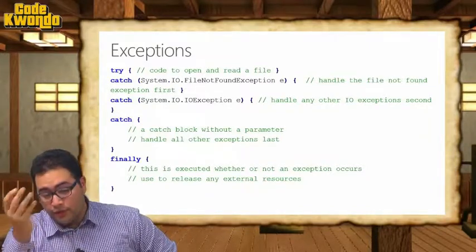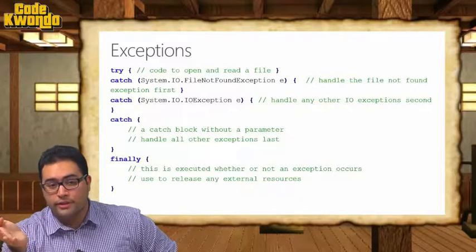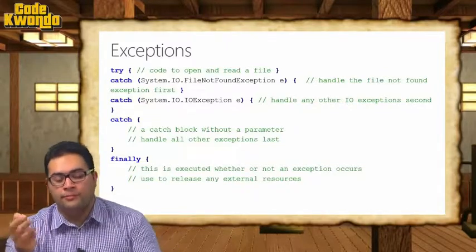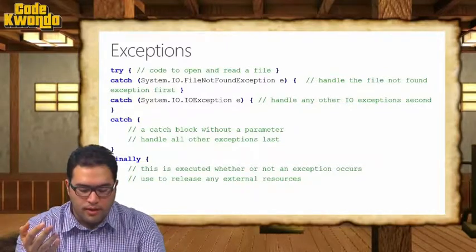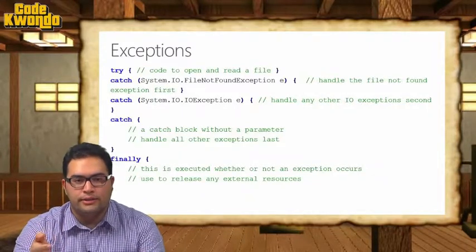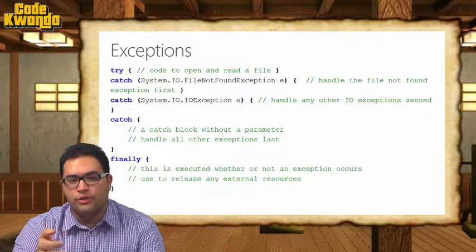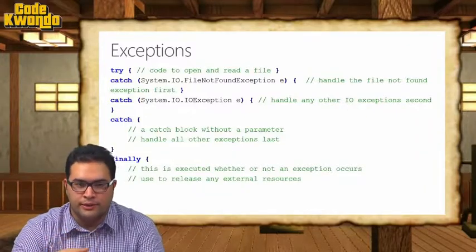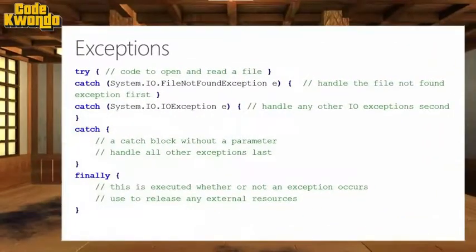Now, let's say that you also want to execute some code all the time, without necessarily dealing with it in an exception situation. You can actually use the finally keyword, and it will always execute this code, even if there is an exception or if everything works successfully.